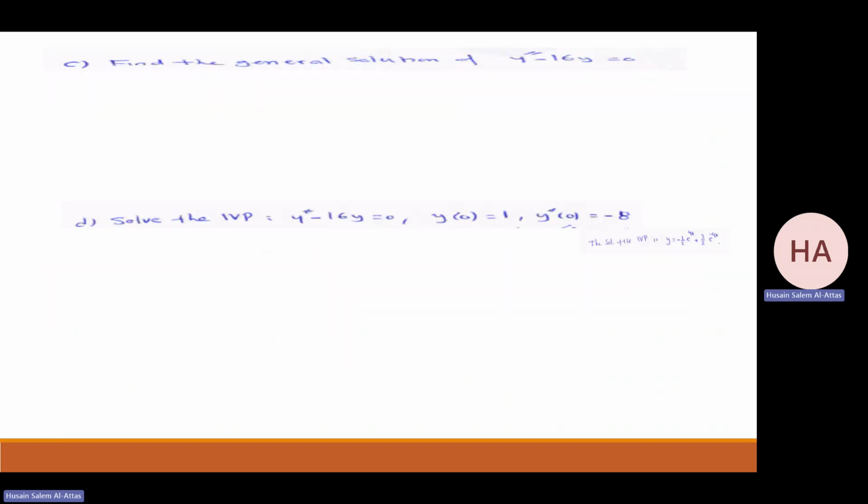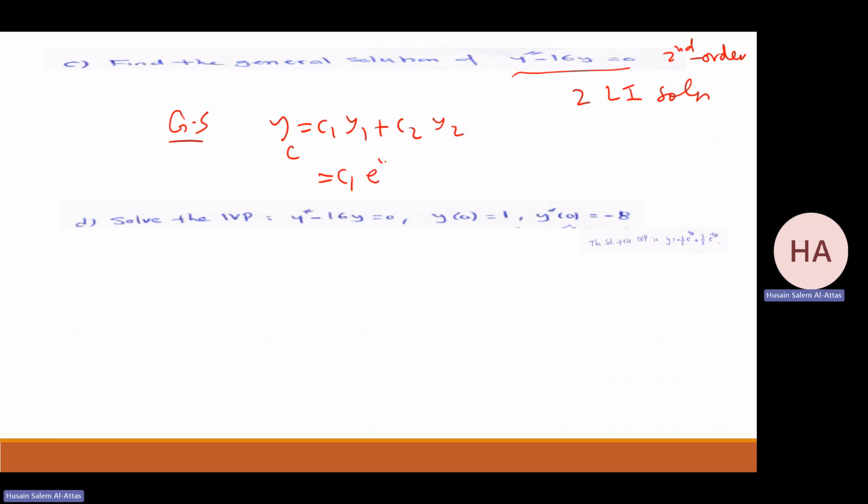Find the general solution. Now I can form the general solution. What will be the general solution? I have second order, and I have two linearly independent solutions. The general solution, y equals c1 y1 plus c2 y2, which is c1 e to the power 4x plus c2 e to the minus 4x. I want to solve this initial value problem, which is the homogeneous equation with some initial conditions. So I need to find the c's.